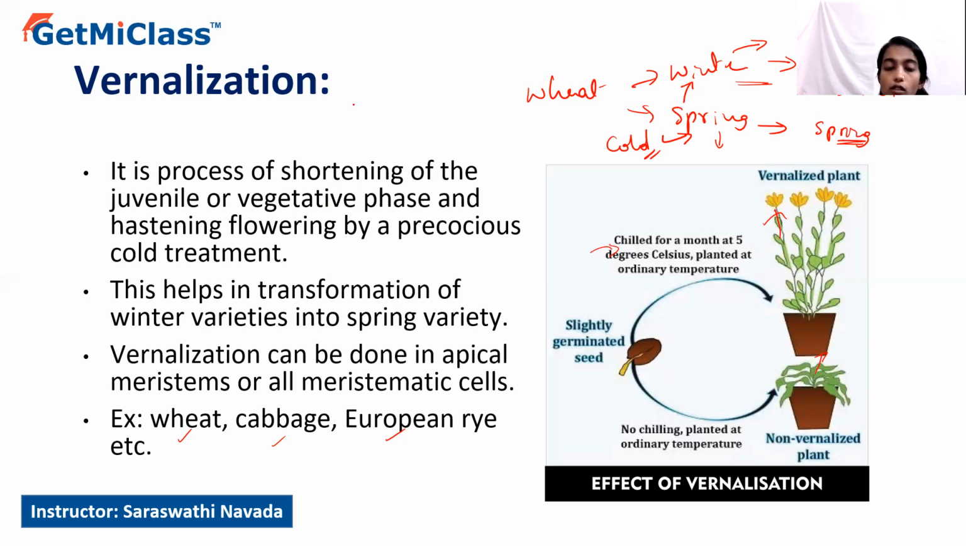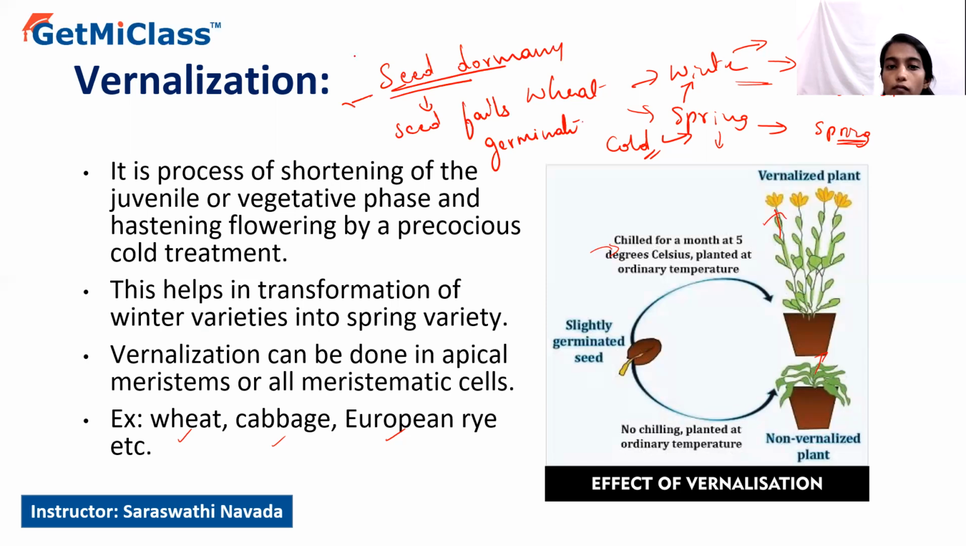Followed by that, there is one more concept called seed dormancy. Seed dormancy is the phenomenon where the seed fails to germinate into a seedling. This seed dormancy is mainly induced by abscisic acid. Even ethylene can induce seed dormancy. Apart from that, environmental conditions or the nature of the seed coat may also induce seed dormancy.